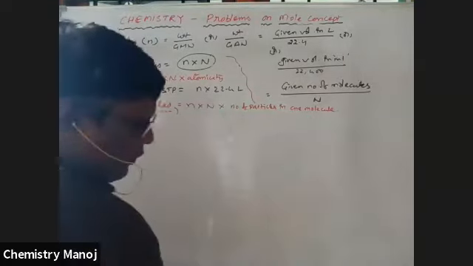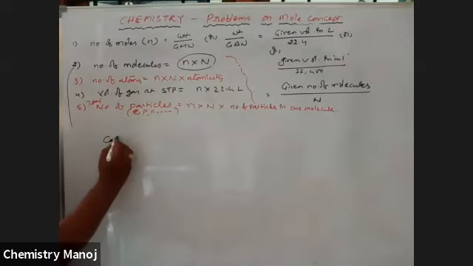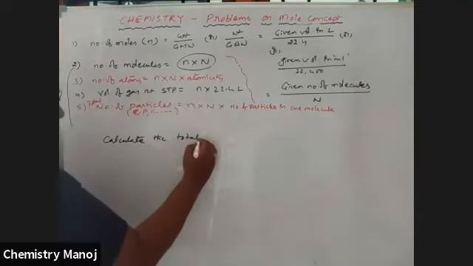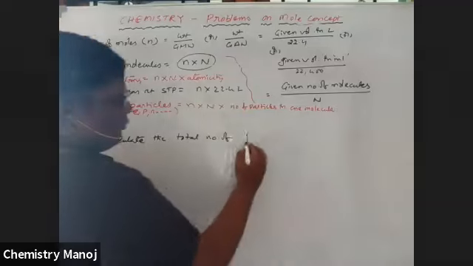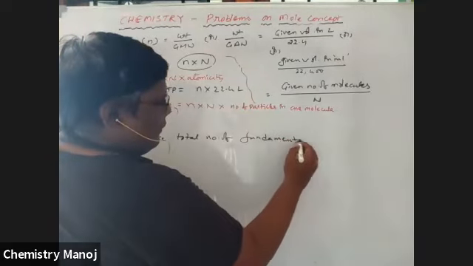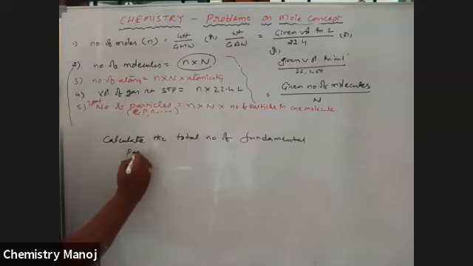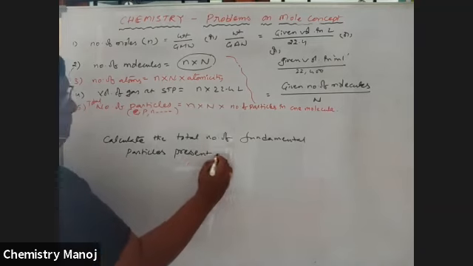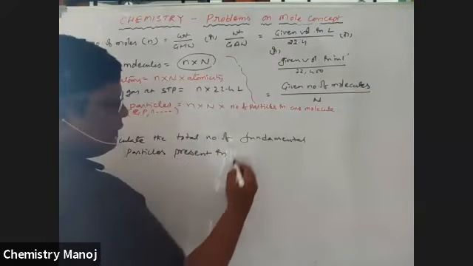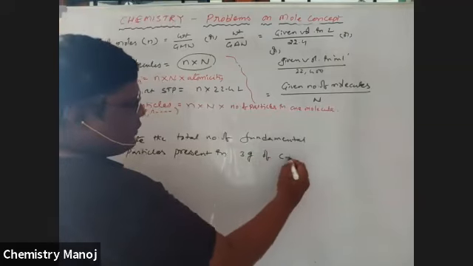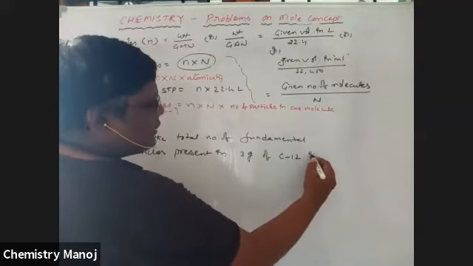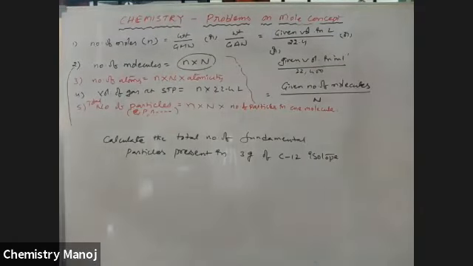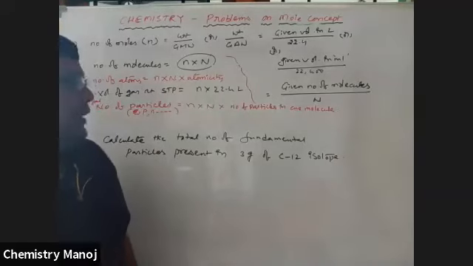So I am going to take one more problem. Calculate the total number of fundamental particles present in, say, 3 grams of C12 isotope.